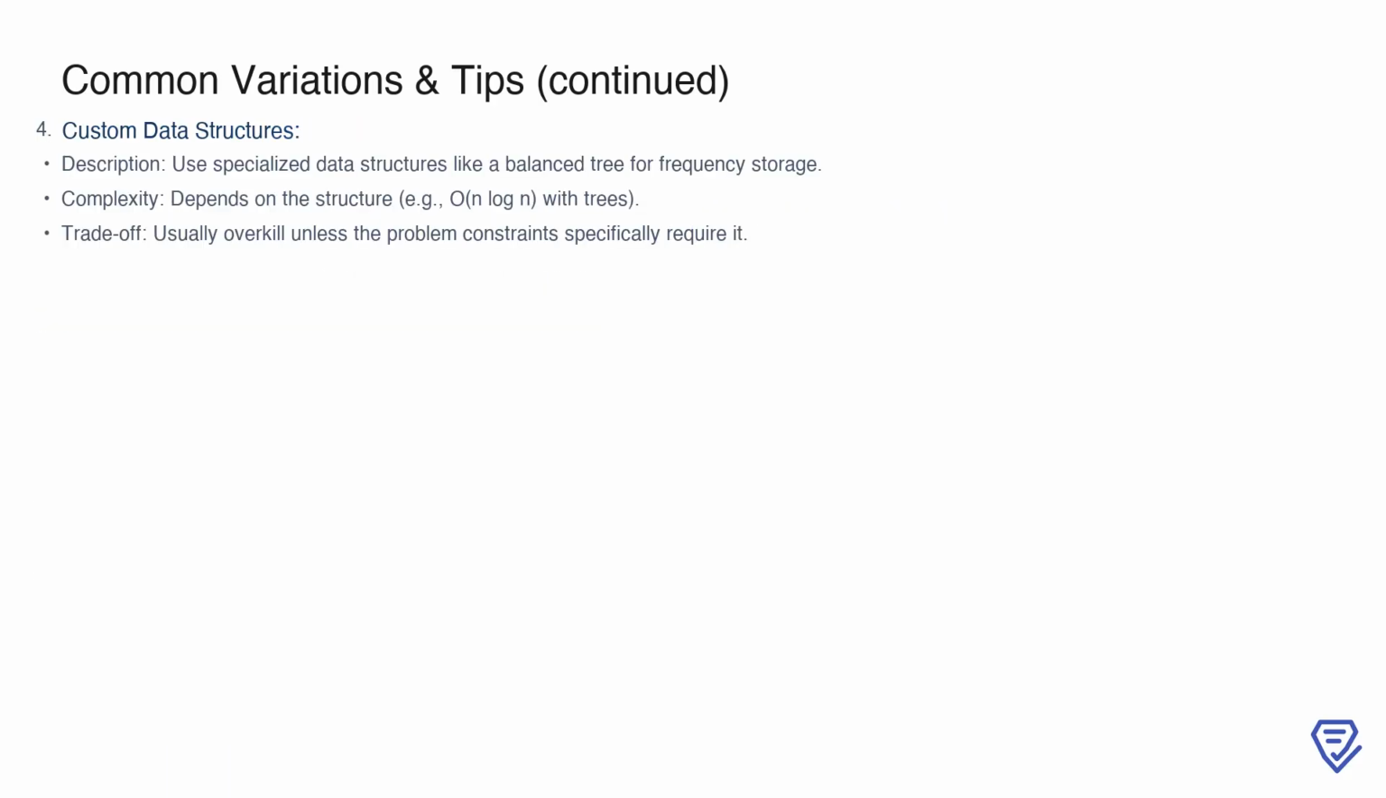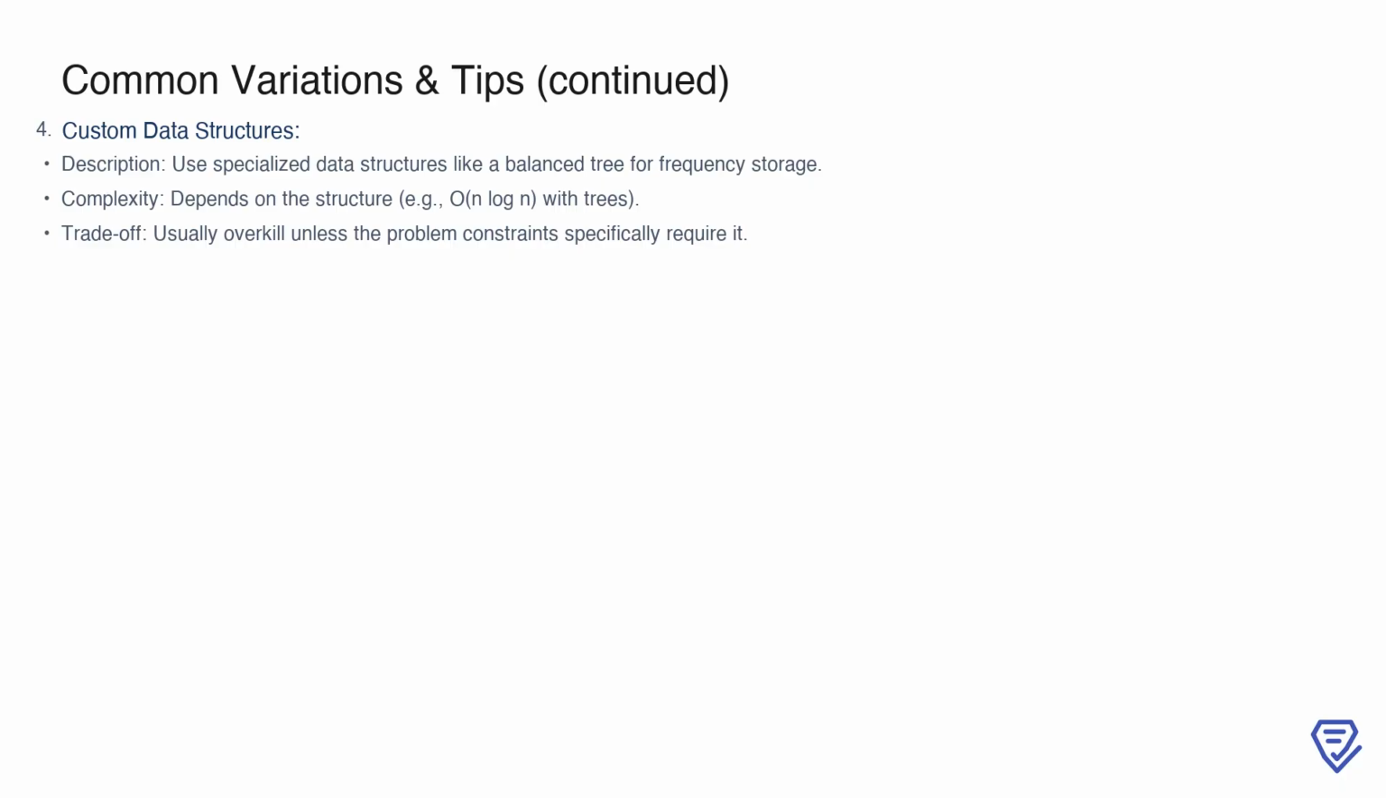constraints. In some situations, you might consider using alternative data structures to solve the problem. For example, you could use a balanced tree to store and manage frequency values. This approach might be appropriate if the problem requires frequent updates or queries on the frequency data. However, the complexity of such an approach depends on the specific data structure used. For instance, balanced trees often have an O(n log n) complexity for operations, which makes them less efficient than a hash map and hash set combination in most cases.